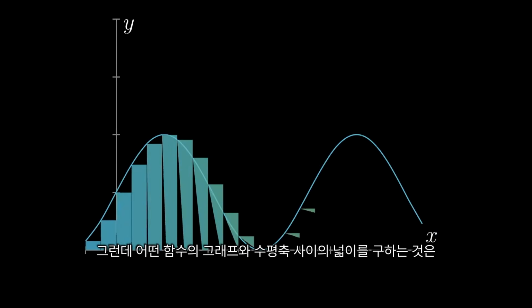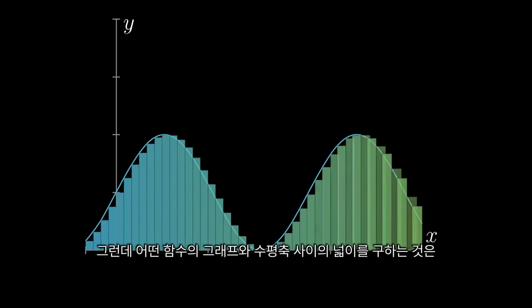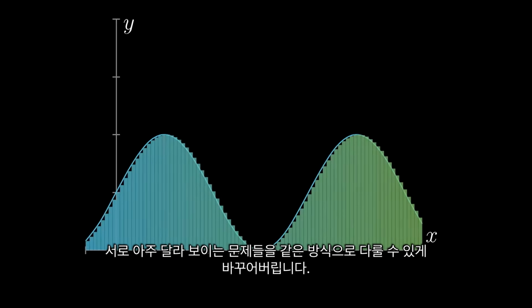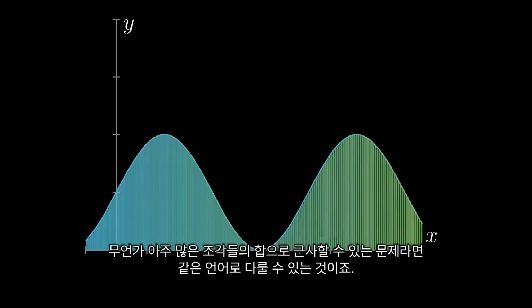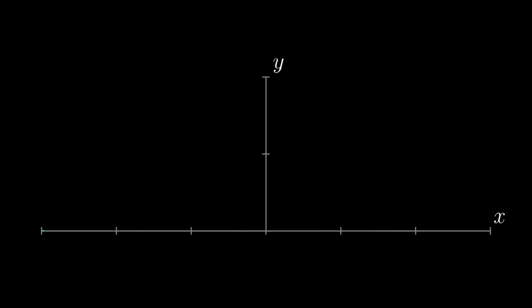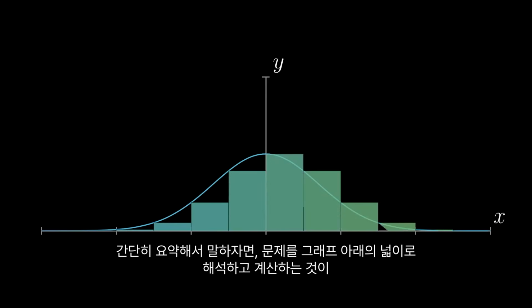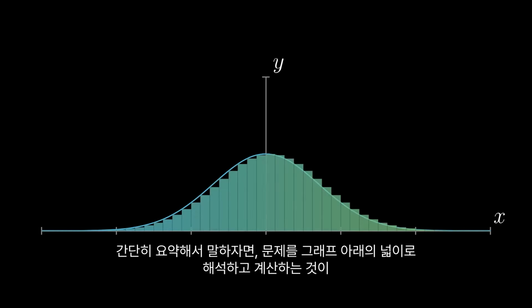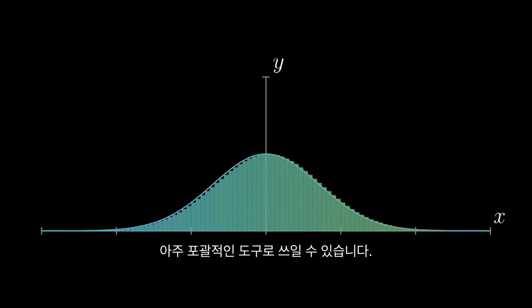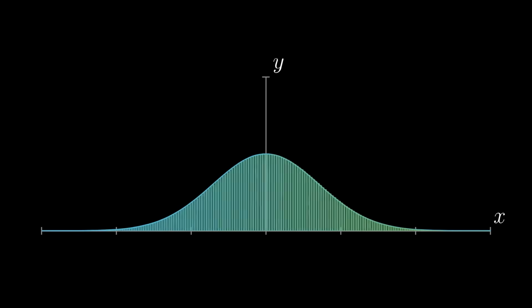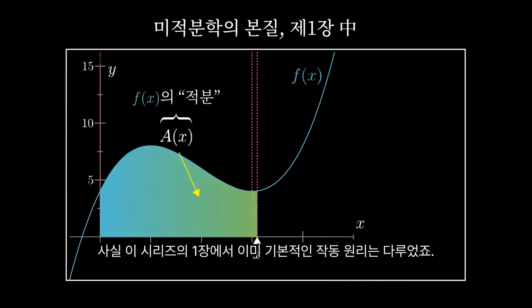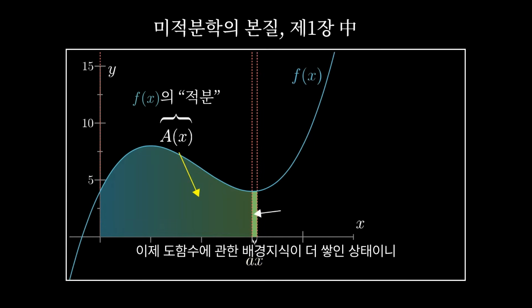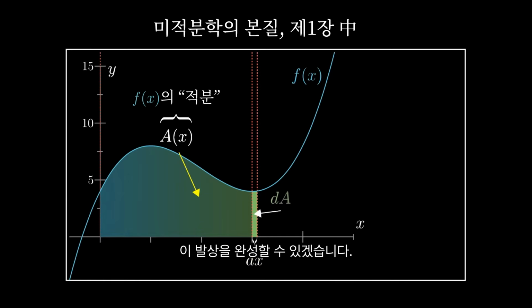But finding the area between a function's graph and the horizontal axis is somewhat of a common language for many disparate problems that can be broken down and approximated as the sum of a large number of small things. You'll see more in the next video, but for now I'll just say in the abstract that understanding how to interpret and how to compute the area under a graph is a very general problem-solving tool. In fact, the first video of this series already covered the basics of how this works. But now that we have more of a background with derivatives, we can actually take this idea to its completion.